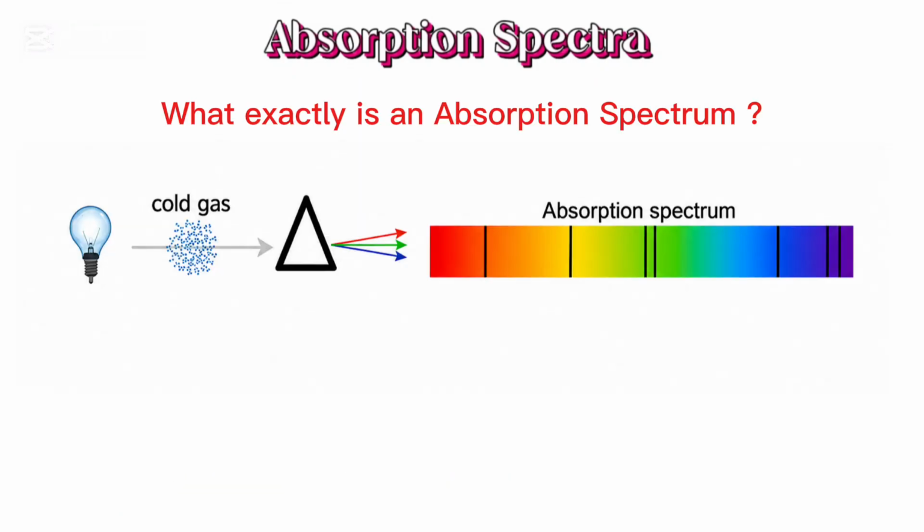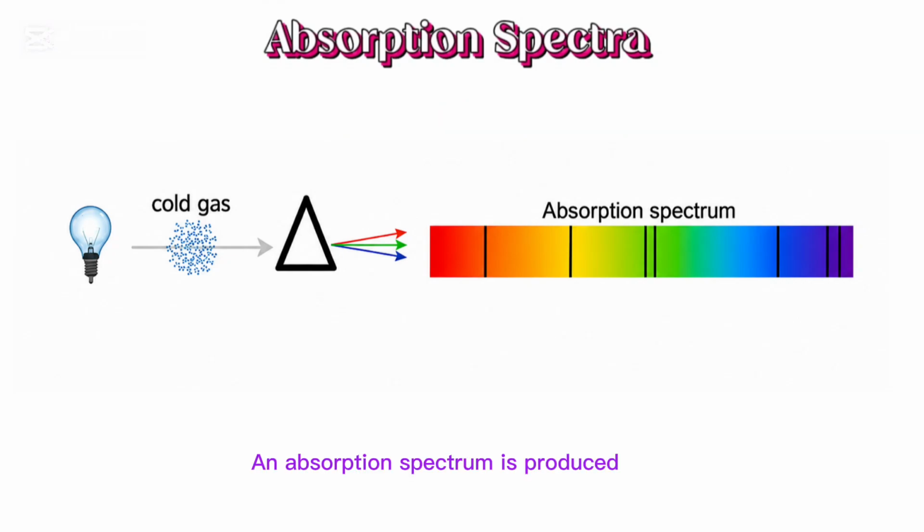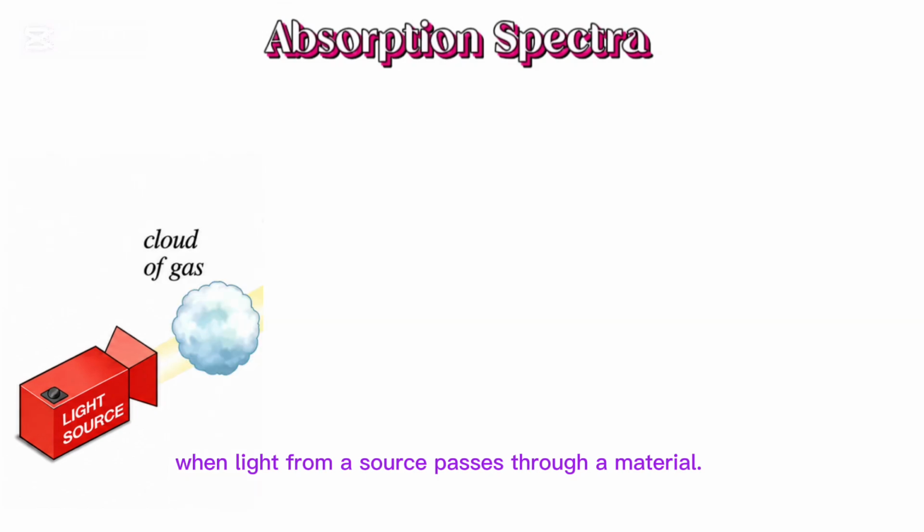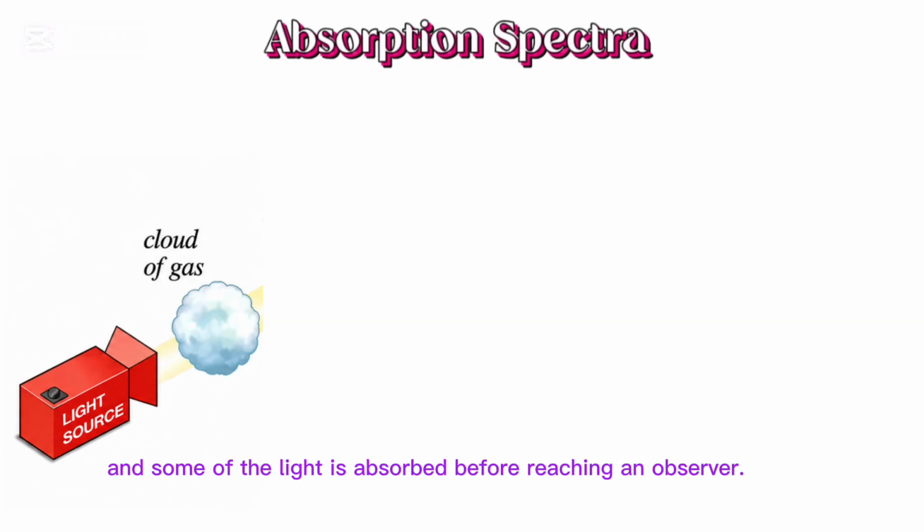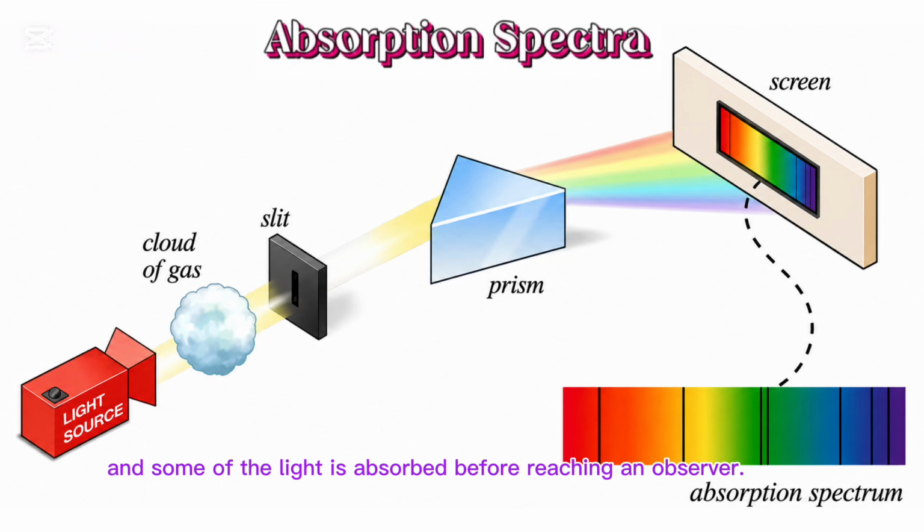So what exactly is an absorption spectrum? An absorption spectrum is produced when light from a source passes through a material, such as cool gas, and some of the light is absorbed before reaching an observer.